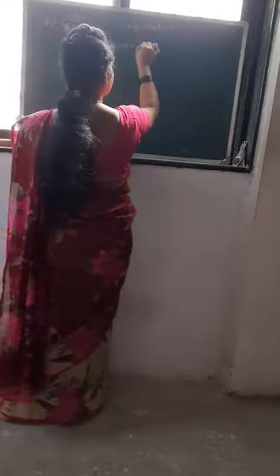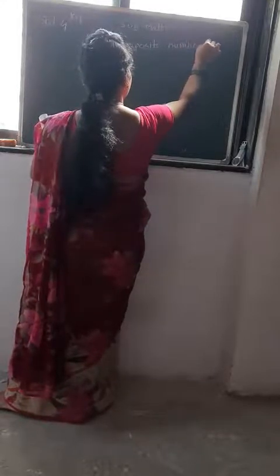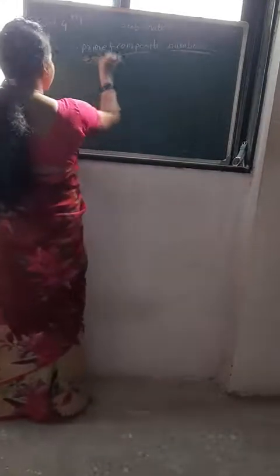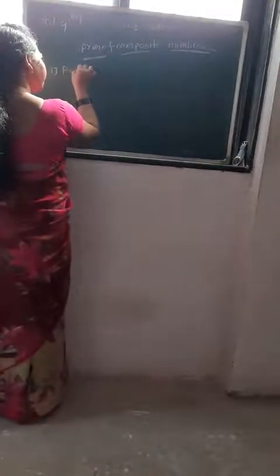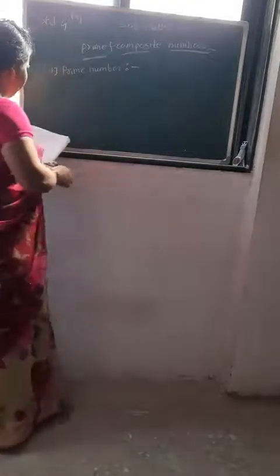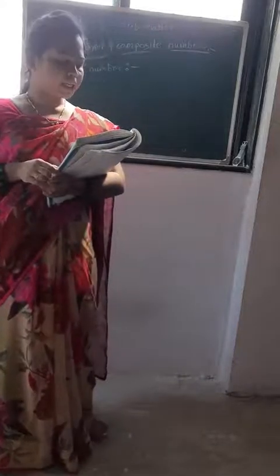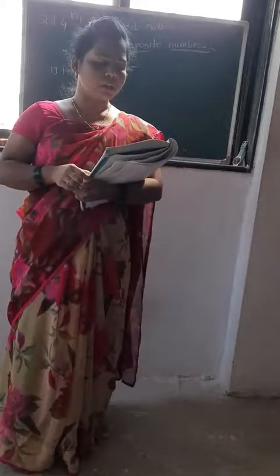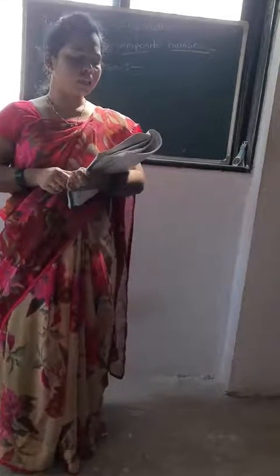Prime and composite numbers. First one is prime number. A prime number is a number that can be divided exactly only by itself and 1.